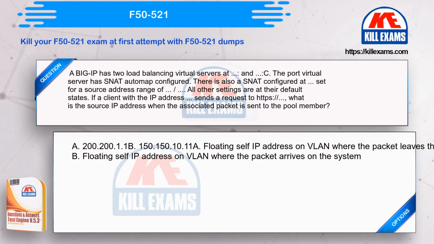Option A. 200.200.1.1. Option B. 150.150.10.11. Option A. Floating self IP address on VLAN where the packet leaves the system. Option B. Floating self IP address on VLAN where the packet arrives on the system.